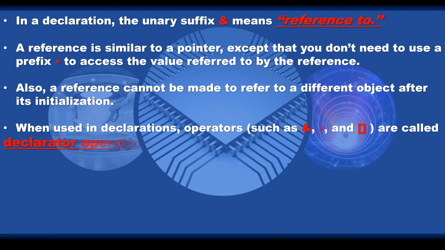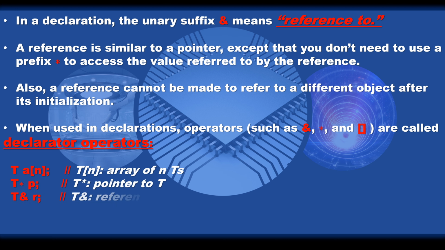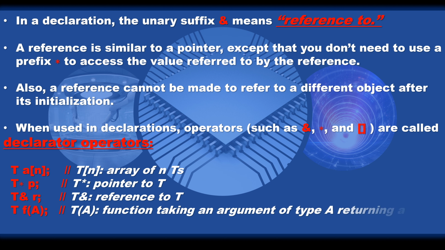When used in declarations, operators such as &, *, and [] are called declarator operators. T a[n]; // T[n]: array of n Ts. T* p; // T*: pointer to T. T& r; // T&: reference to T. T f(A); // T(A): function taking an argument of type A returning a result of type T.